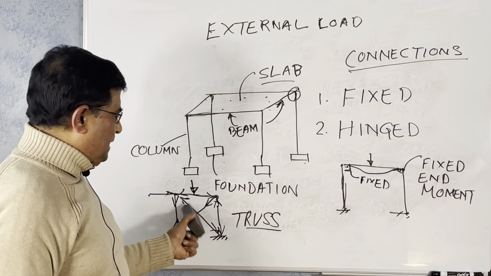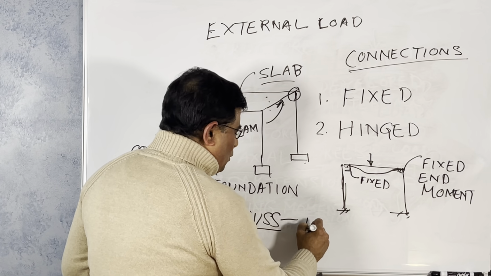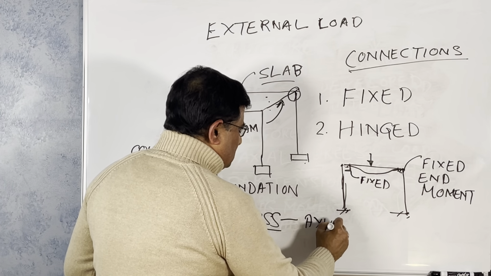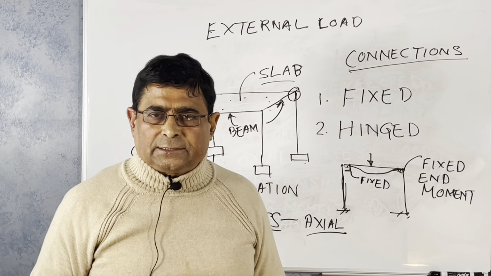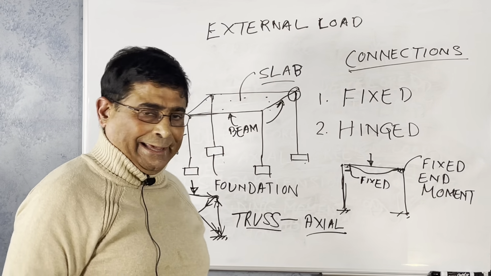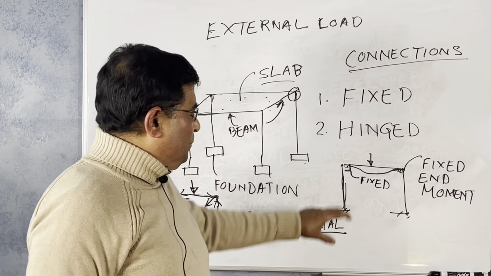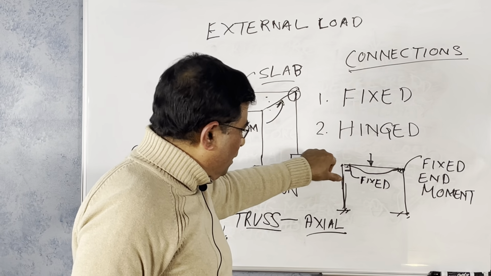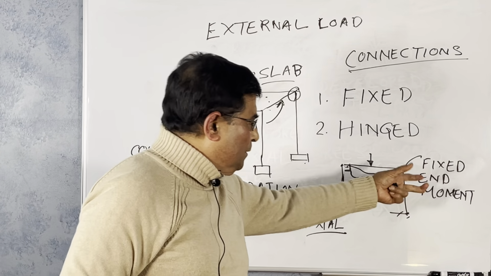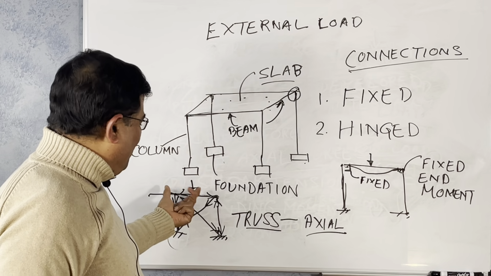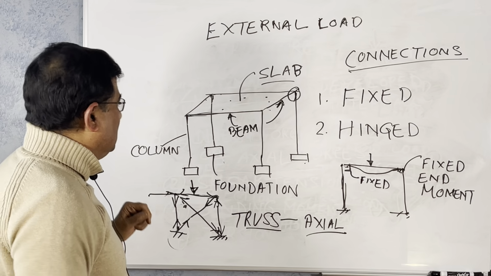This type of structure is called a truss. In a truss, the force is always axial, either compression or tension. When we discuss trusses, we will talk about that. Here, because of the end condition between members, a fixed moment develops; here no moments develop. So this is a frame, this is a truss.